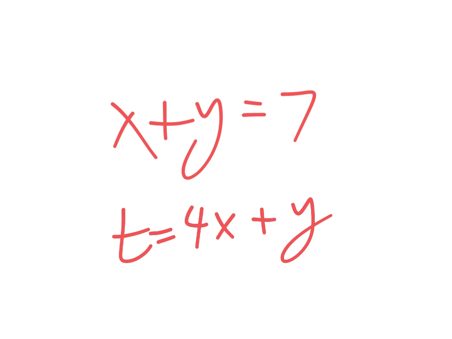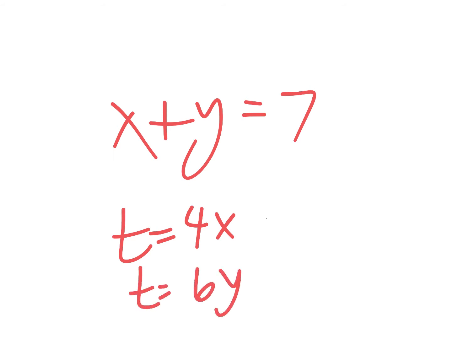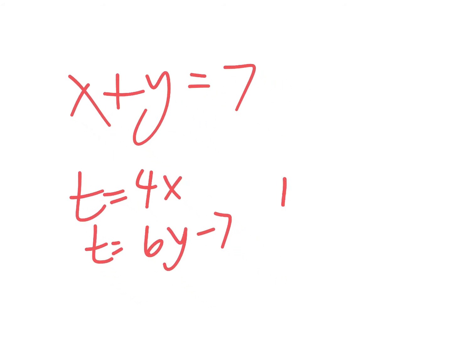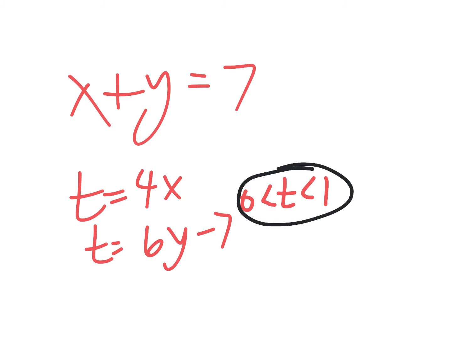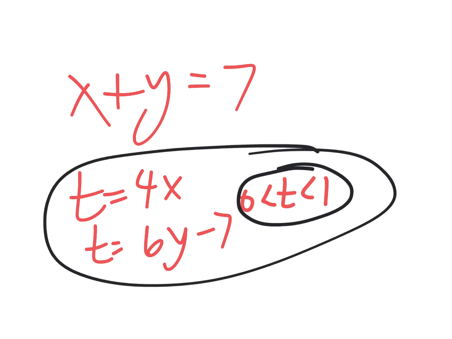That looks like parametric because it's got 3 variables. But the way you can really tell something's parametric is at the end, they'll say, like, let's say t equals 4x, and let's say t equals 6y minus 7. And then they'll say, oh yeah, t has to be between 0 and 1. If they give you a limiter on your t, then you know that's parametric.